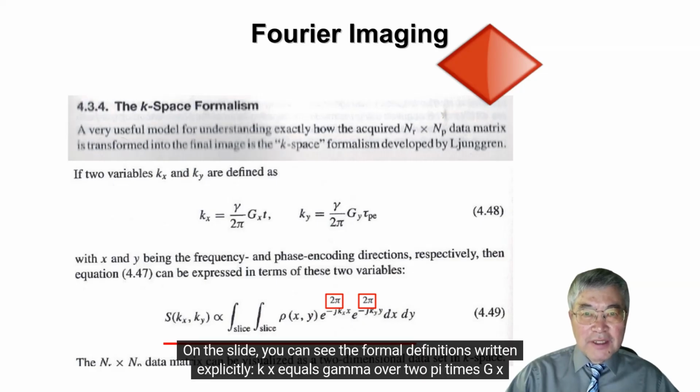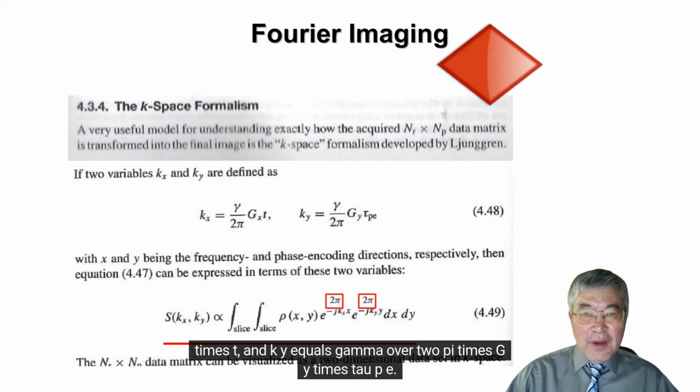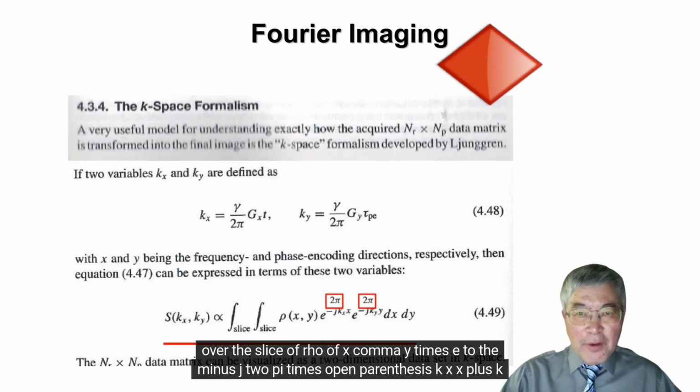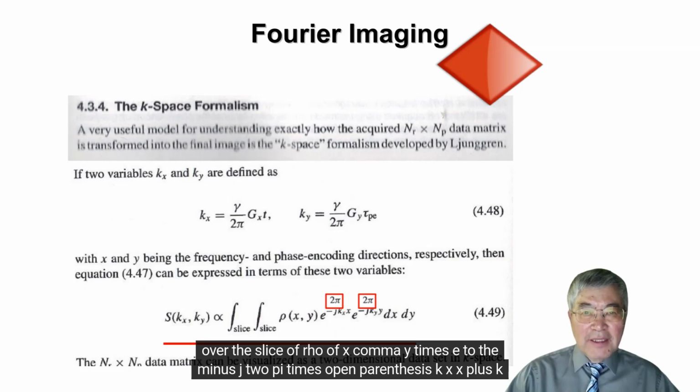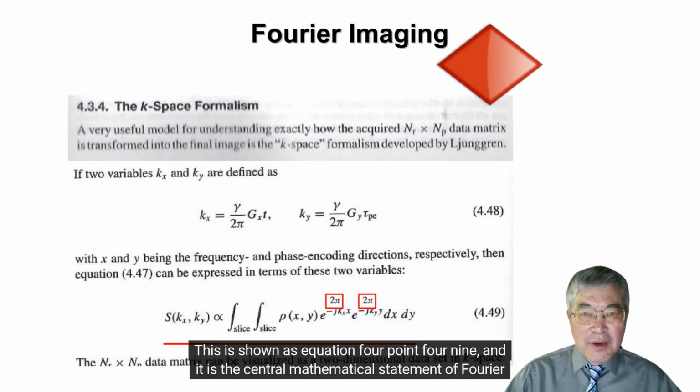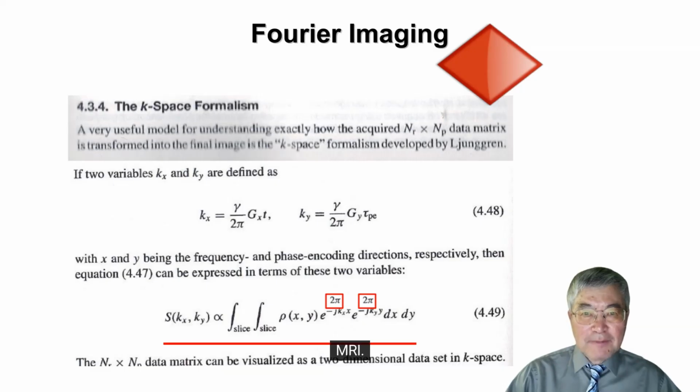On the slide, you can see the formal definitions written explicitly: Kx equals gamma over 2 pi times Gx times t, and Ky equals gamma over 2 pi times Gy times tau pe. Substituting these into the signal equation, we get that S of Kx, Ky is proportional to the double integral over the slice of Rho of x, y times e to the minus j 2 pi times open parenthesis Kx x plus Ky y close parenthesis dx dy. This is shown as equation 4.49, and it is the central mathematical statement of Fourier MRI.